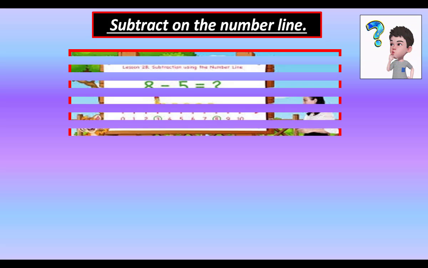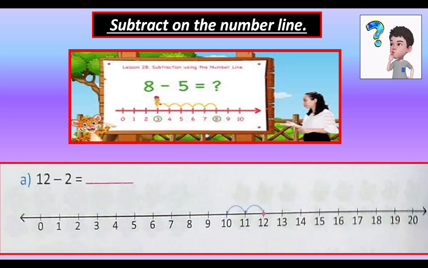Subtraction on the number line. Now here is the number line from 0 to 20. 12 minus 2. We start from 12 and count 2 backward. So we get the answer 10. 12 minus 2 is equal to 10.